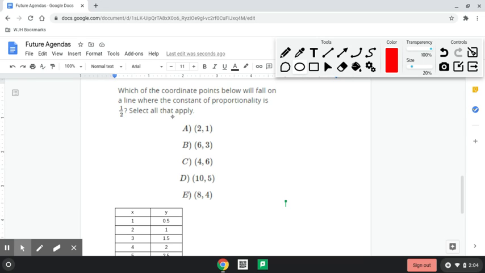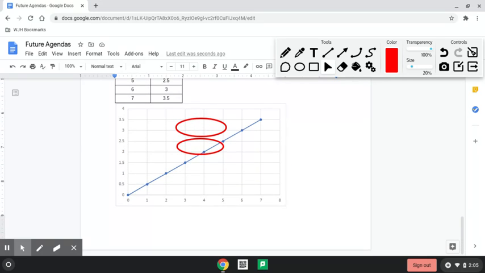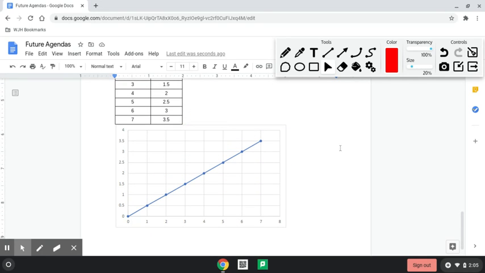2 and 1 is actually on the graph. It's in the table already. 2 and 1 right there. 6 and 3 is also on the graph. 8 and 4, 10 and 5 are not going to be, they're too big because it only goes up to, whoa, I didn't think the circles would move. It only goes up to 7. But if it went up to 8, what do you think y would be? Well, it would be half of what x is, so 4.